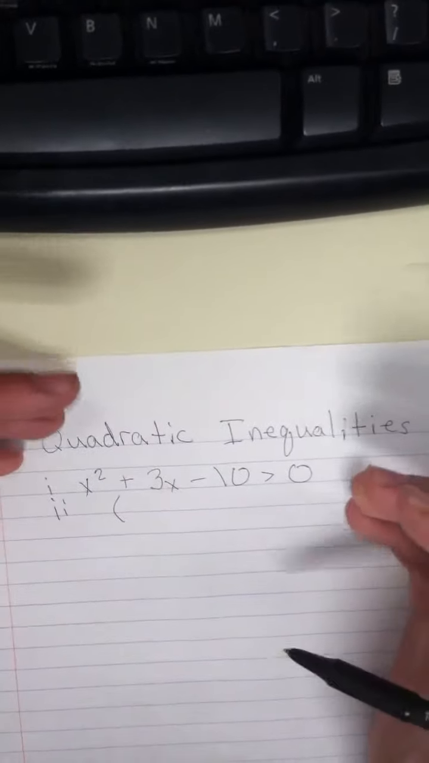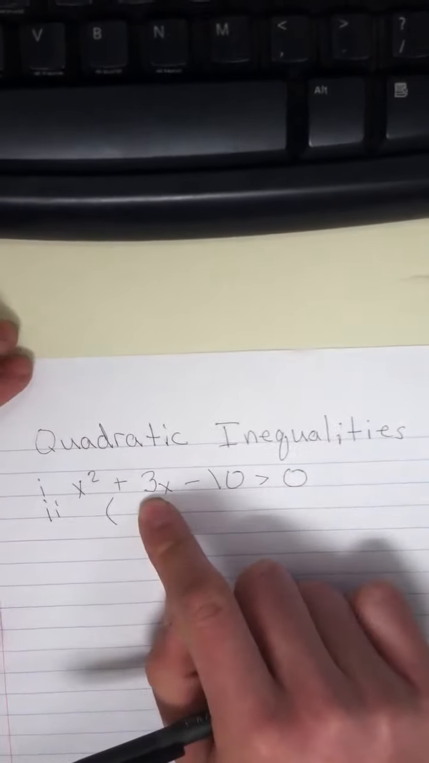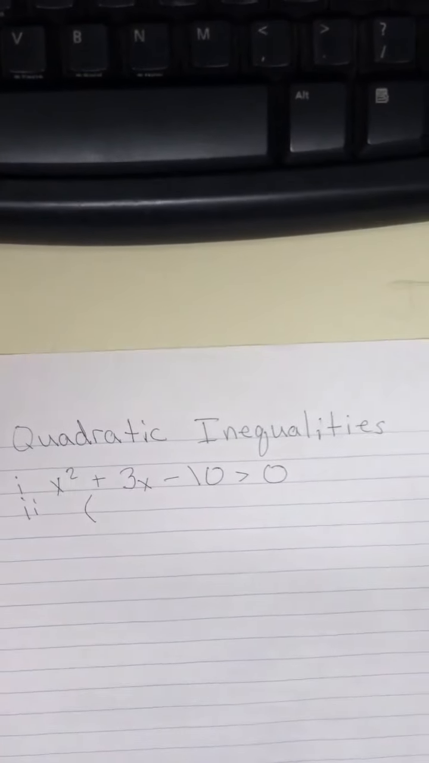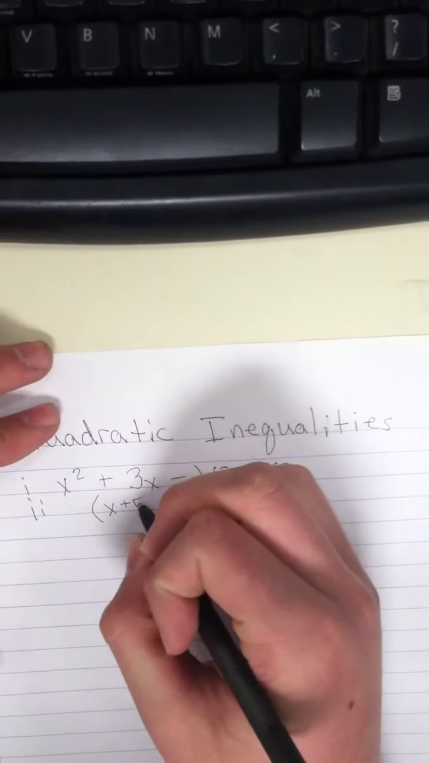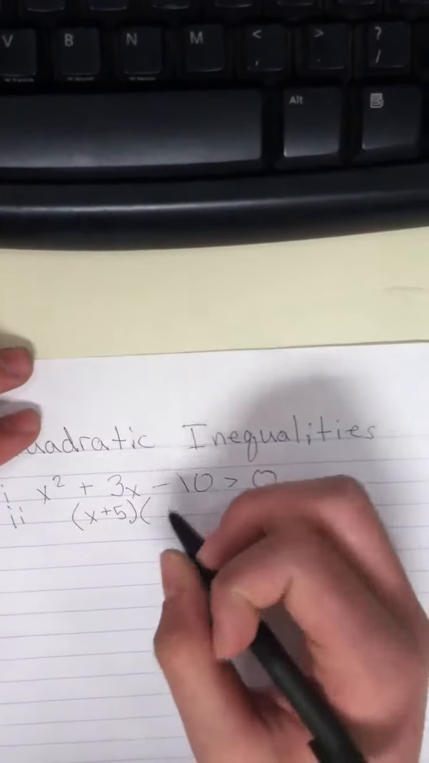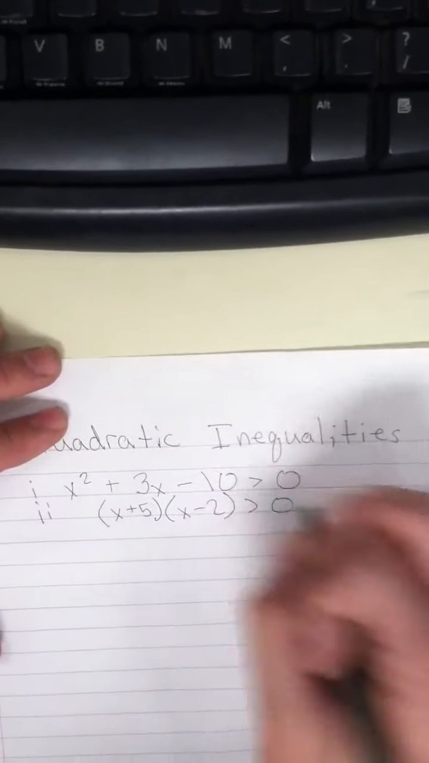So I'm going to look at what I can find that multiplies into negative 10 and adds up to positive 3. Kind of thinking about that, I know that that is 5 and negative 2. So now I have x plus 5 multiplied by x minus 2 is greater than 0.